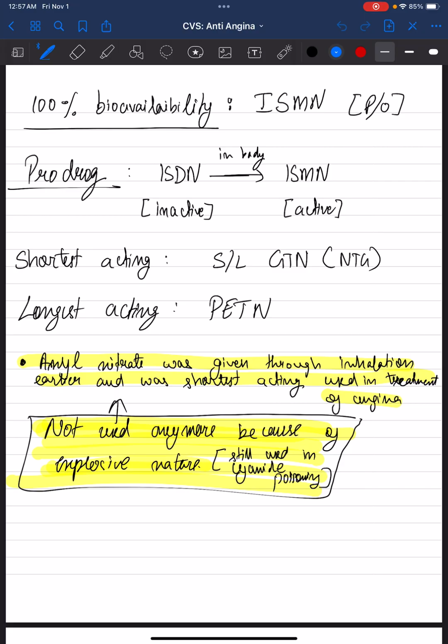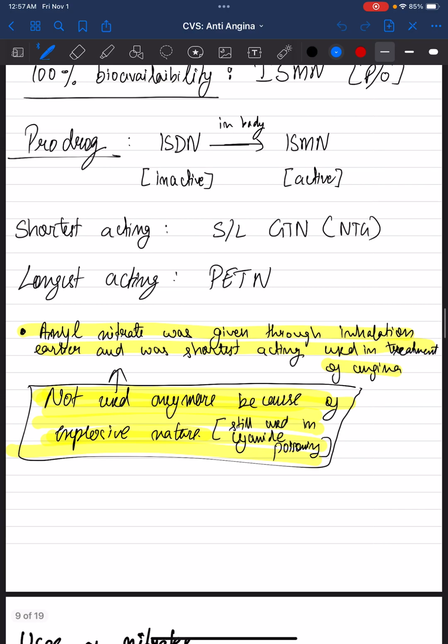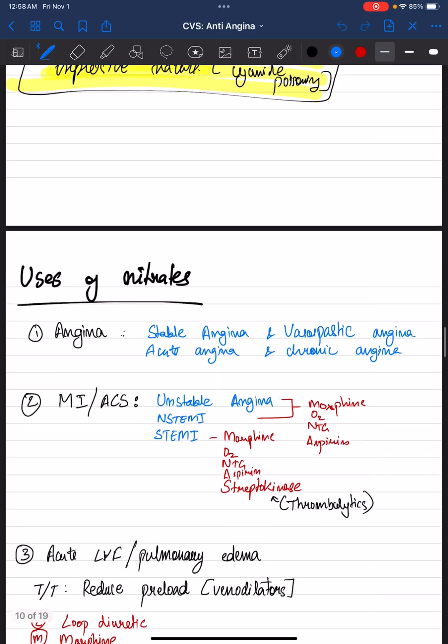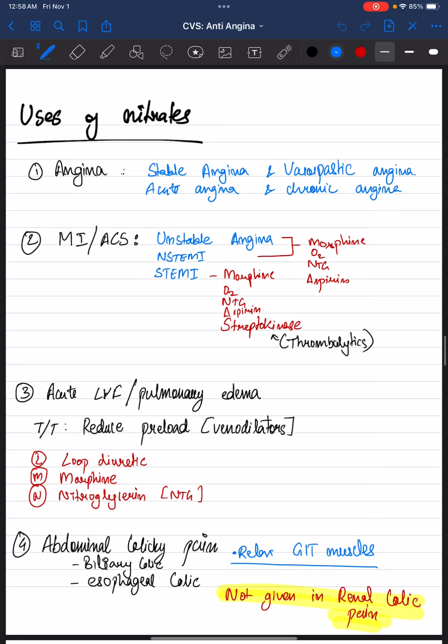Amyl nitrate was also a nitrate which was given through the inhalation route earlier, and it was the shortest acting drug in the treatment of angina, but this drug is not used anymore because of its explosive nature. Amyl nitrate is still used in cyanide poisoning, but it is not used for the treatment of angina. So, what are the uses of nitrates?